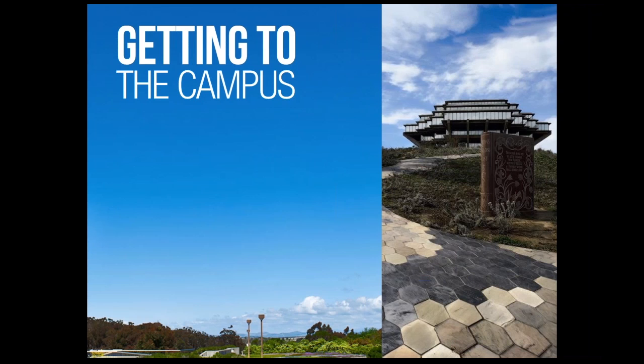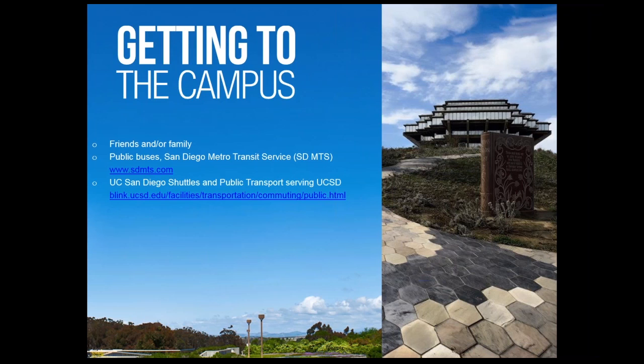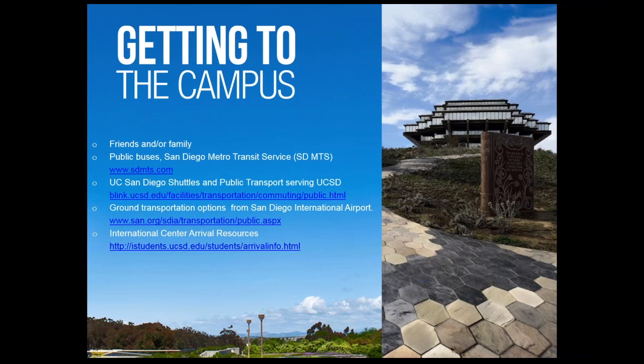So, getting to campus. There are several options to get to UC San Diego. You can have your friends or family bring you to campus, take a public bus, take a San Diego shuttle, or use forms of ground transportation from the San Diego airport, for example, taxis. If you would like additional transportation options, please refer to the International Center's Arrival Resources page on our website. The San Diego airport is about 15 miles from campus, so if you are taking a shuttle or cab, expect the drive to be about 20 to 30 minutes.